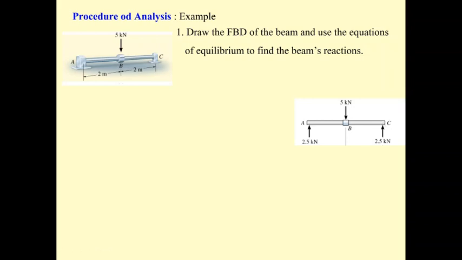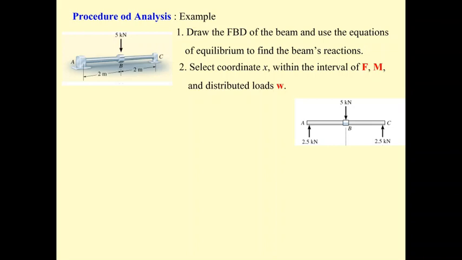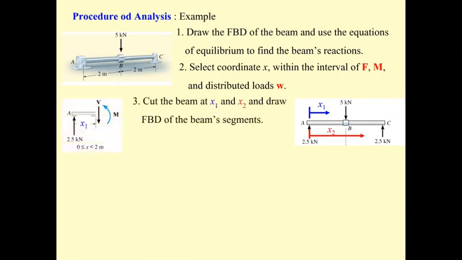If you would like to find the function of the shear force and the bending moment, you have to set the coordinate. Usually the coordinate is set between some specific points, like this one. We set the first portion as AB and another portion as BC, so we have the x1 and x2 to determine the function of the shear force and the function of the bending moment.